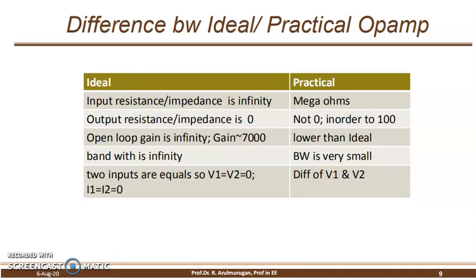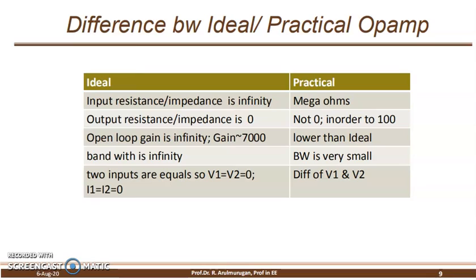That is the differentiation. Input resistance or impedance wise, ideally it is infinity, practically it is a mega ohm. Output resistance is ideally 0, but practically the output resistance is not 0, it is in the order of hundreds. So why is the output 0? Because the inputs V1 and V2 are both equal. Due to the equal inputs, there is no difference. So input voltage no difference, output voltage no difference, so 0, 0.